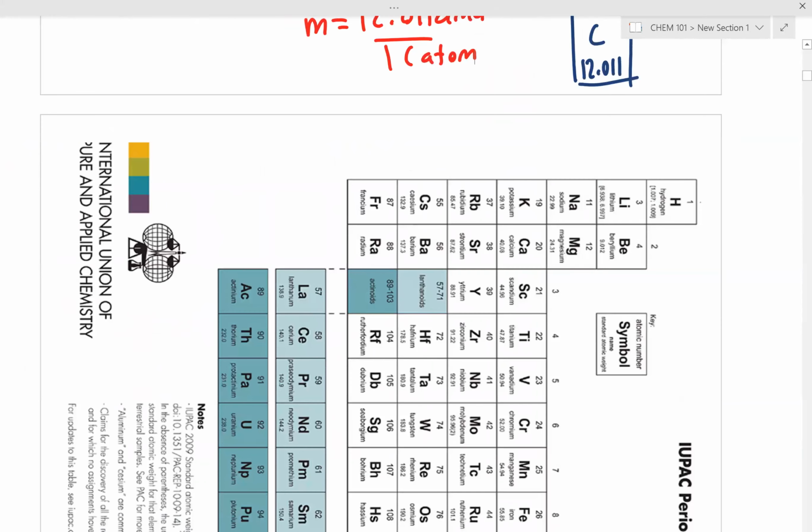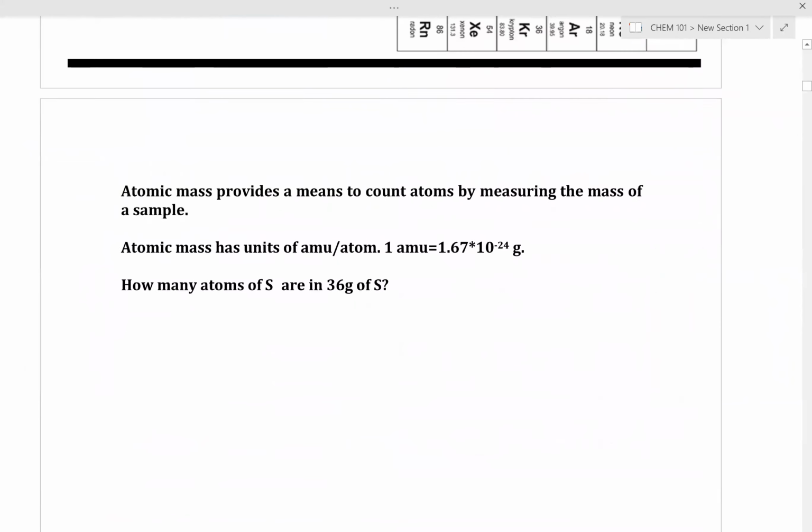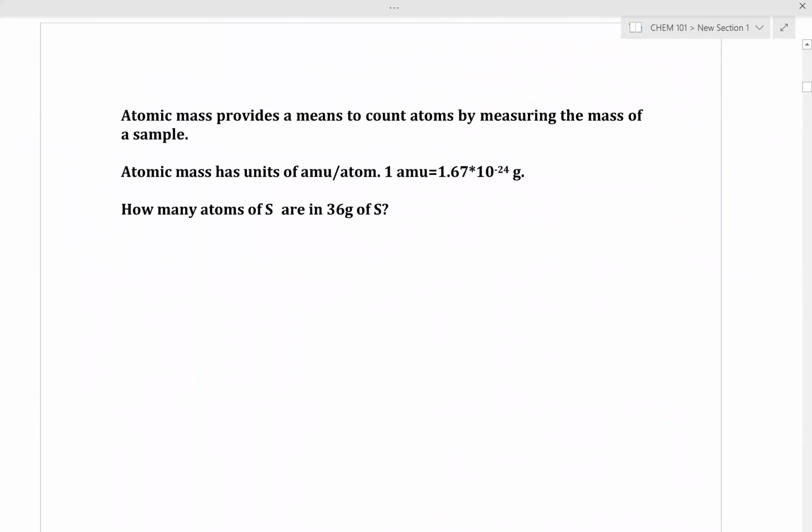Okay, so we have the periodic table. Let's focus on using the periodic table now. How can we use the atomic mass? So the atomic mass provides a means to count atoms by measuring the mass of a sample. So atomic mass has units of AMU per atom.